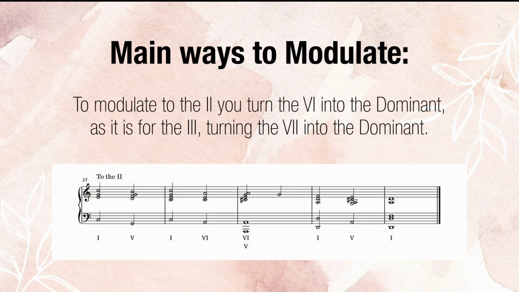To modulate to the second, you turn the sixth into the dominant, as it is for the third, turning the seventh into the dominant.